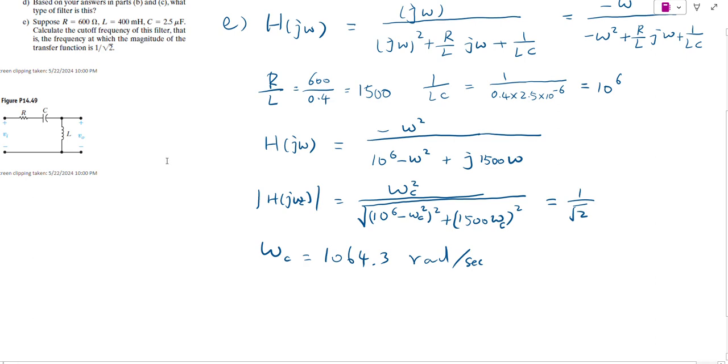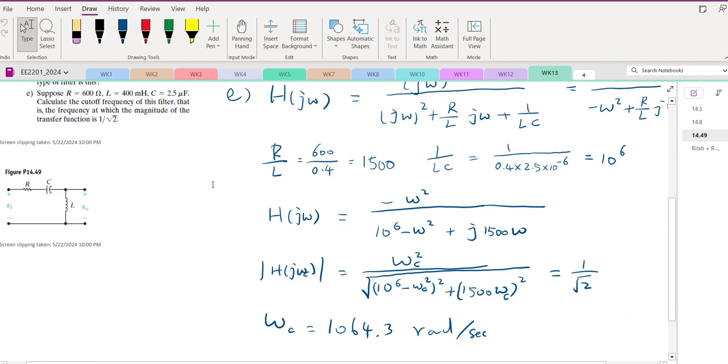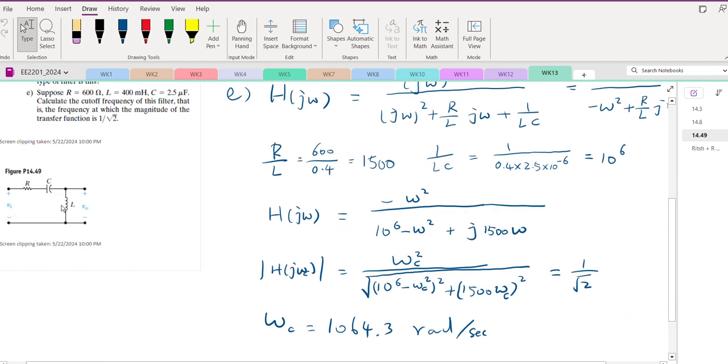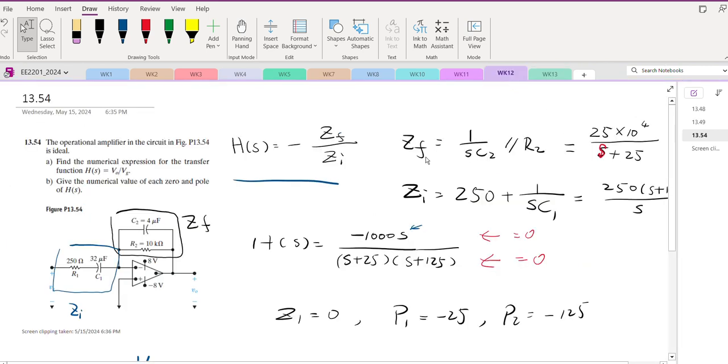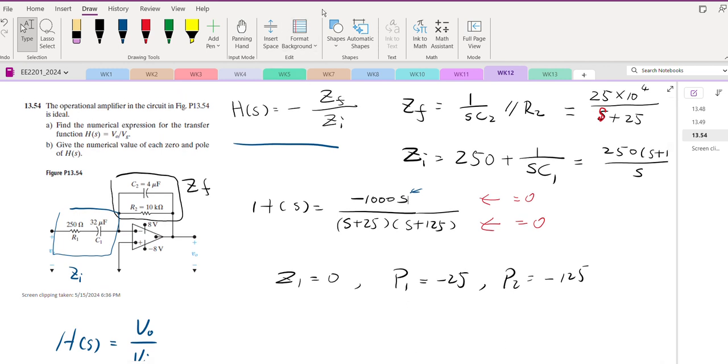All right. Again, I think you see the pattern here for all the filter questions. You need to do a voltage divider, very simple. Okay, except the active filter. You have a special equation for that, which is negative ZF over ZI. All right, so I will stop here. This is all for the filter part.